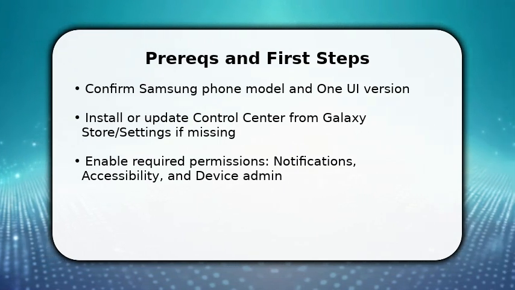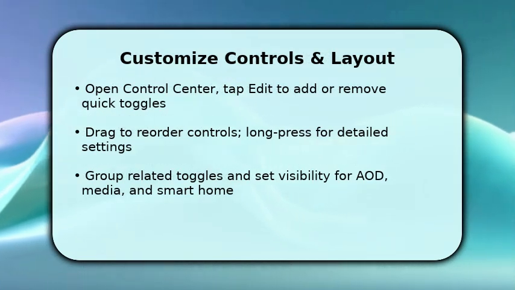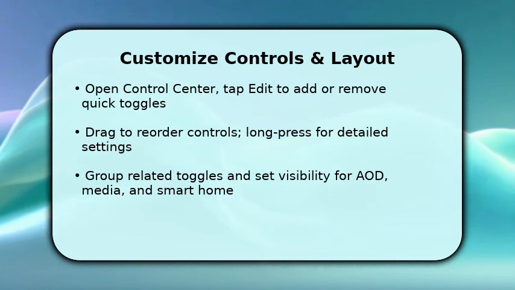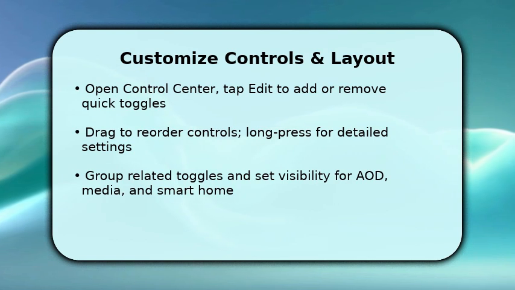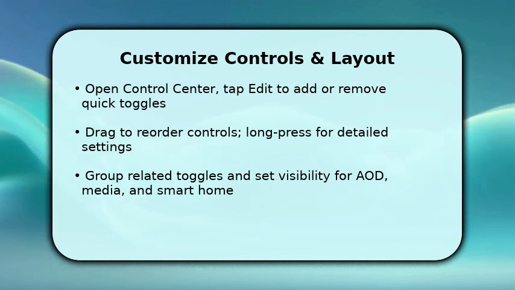Now you're ready to open Control Center. Open Control Center and tap the edit or pencil icon to start customizing. This is where you add, remove, and reorder toggles. Drag controls into your preferred sequence and long press an item to access deeper settings or link to the app's detail page. Use grouping to place media, connectivity, and smart home tiles together so you find them faster.